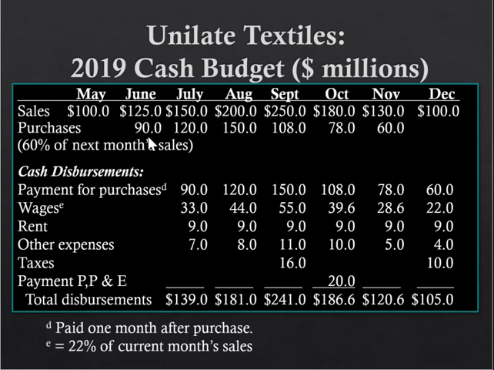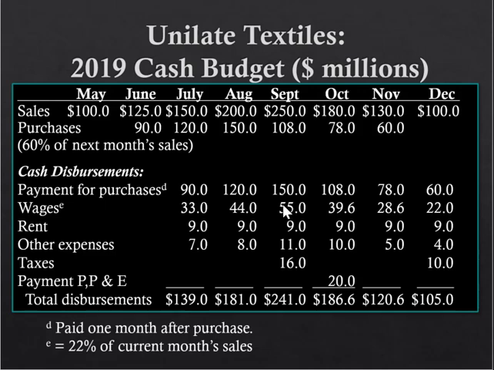The $90 million that we purchased in June to pay for July, we're going to pay that vendor in July. So we're paying them at net 30. We're going to pay for purchases one month after purchase. So you can see that these are all paid the month after the purchase is made. Wages are paid essentially in the current month, and it's 22% of the current month sales. So in Unilate's case, you've got a mercifully completely variable wage amount that's driven by the sales amount, and it's fixed at 22%. So we're going to put that in there. But you can notice that when you have a high sales amount in a month, you're going to have a high wage amount in that month.